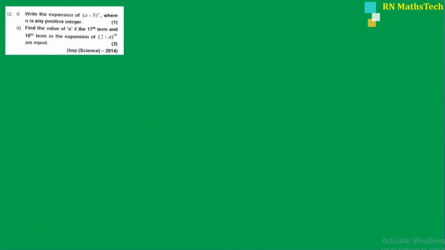Now question number 13. Write the expansion of a plus b the whole raised to n. By the binomial theorem, we can expand a plus b the whole raised to n as a raised to n plus nc1 a raised to n minus 1 into b plus nc2 a raised to n minus 2 b square plus etc plus b raised to n. So that is the expansion.